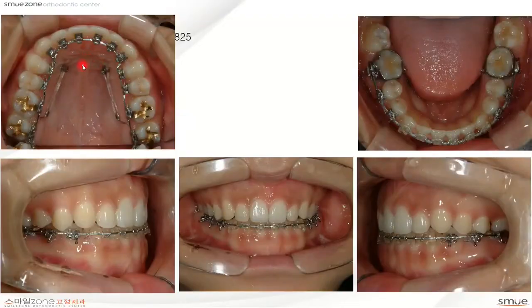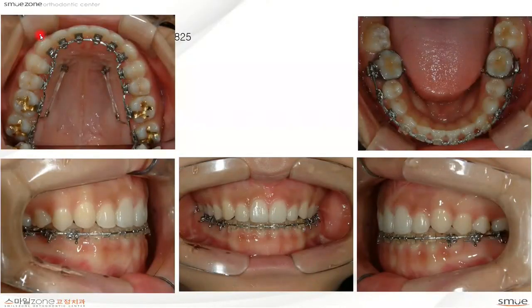So here we can bring the molar forward and change the inclination here, and we put in a screw here and here. Maybe there is the nasopalatine canal and the nerve bundle is here. So rather than the center, outside the center is much safer, and we put in a screw 1.6 millimeters in diameter and at least 8 millimeters long, because in this area the soft tissue is very thick.